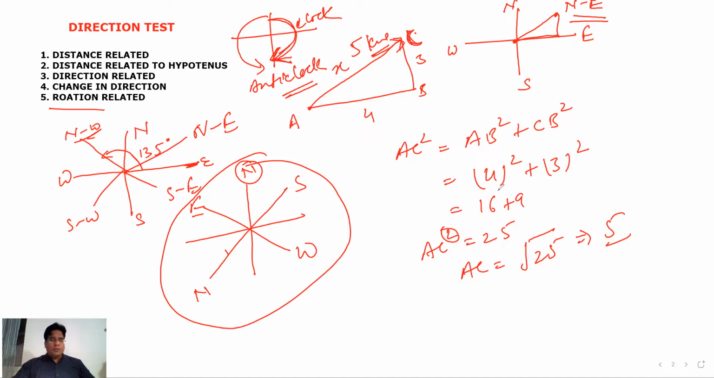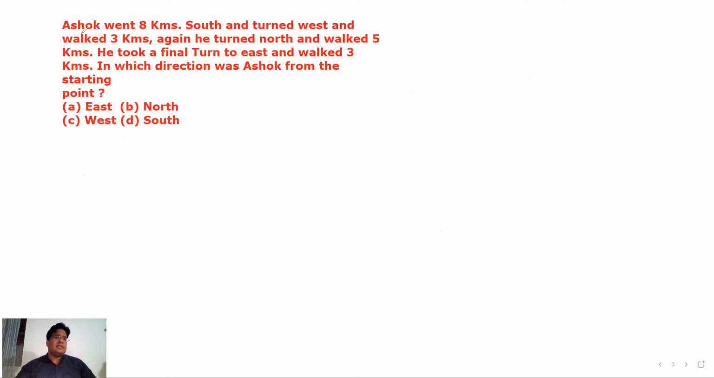Now, we are going to perform some questions. And our first question is: Ashok went 8 kilometers south and turned west. First, I have to draw a proper diagram to understand this question.